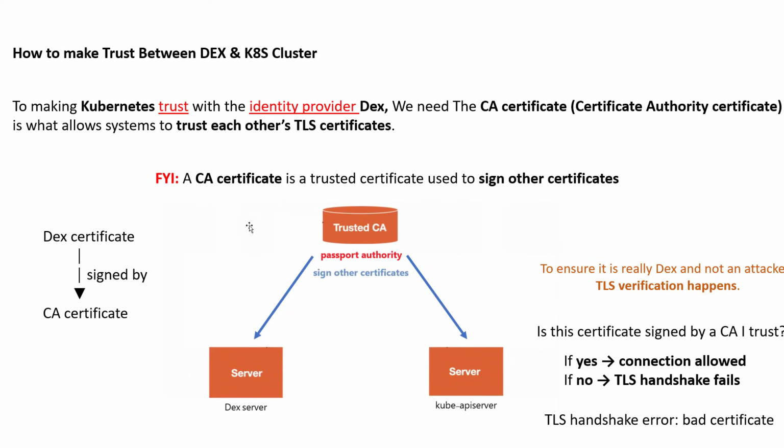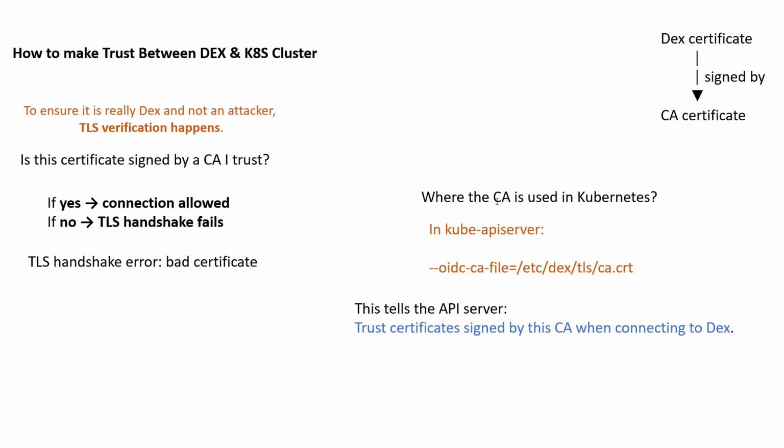If there is an unknown CA certificate, kube-apiserver will also drop it. Is this certificate signed by a CA I trust? If yes, connection allowed. If no, TLS handshake fails. And in the logs, we see TLS handshake error, bad certificate. So where is this CA used in Kubernetes? We can define this CA in Kubernetes: hey, Kubernetes, this is the trusted CA.